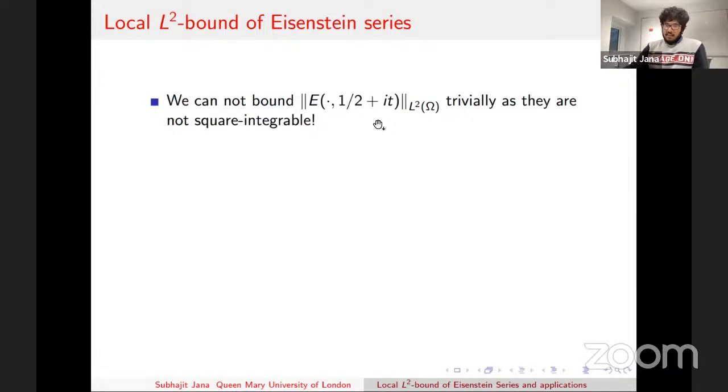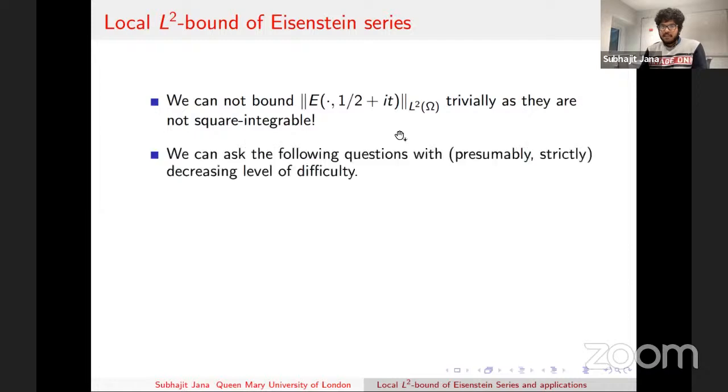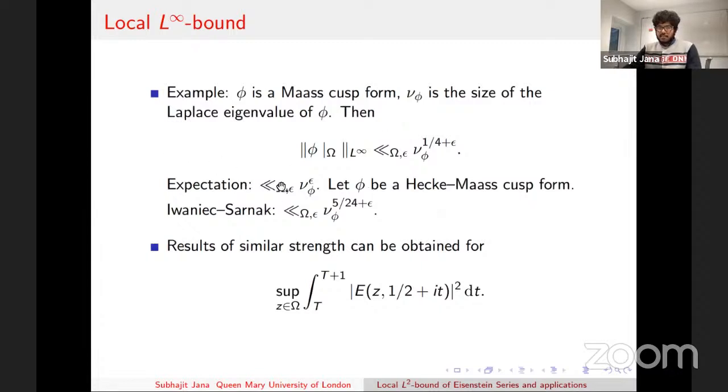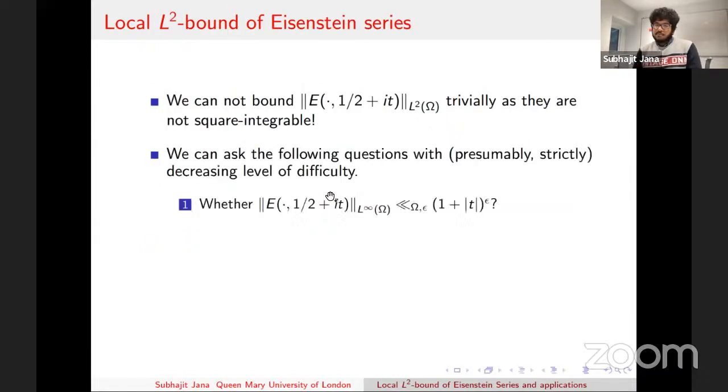In this case, we ask, fixing a compact set, how does the local L2 norm on the compact set of the Eisenstein series grow as the parameter t goes to infinity? So we can ask several questions, presumably of strictly decreasing level of difficulty. The first one is the L infinity problem: is the local L infinity norm essentially bounded? This comes from a similar expectation as for cusp forms, essentially bounded in terms of the Laplace eigenvalue. Here we ask the similar question for Eisenstein series, which is not known by now.